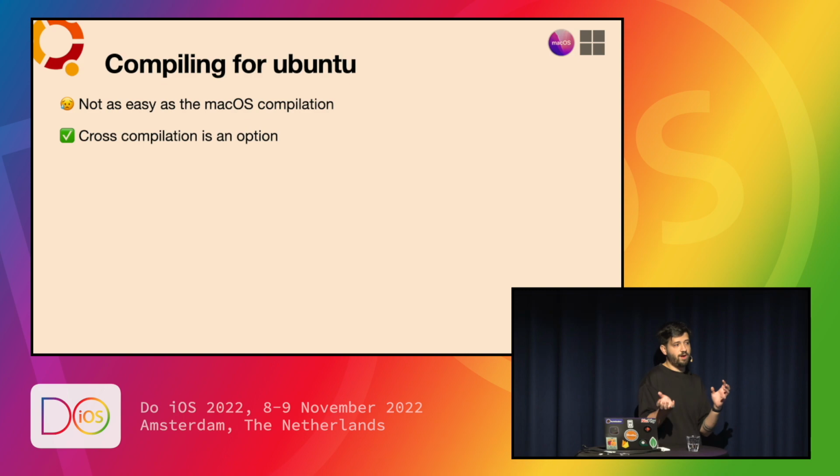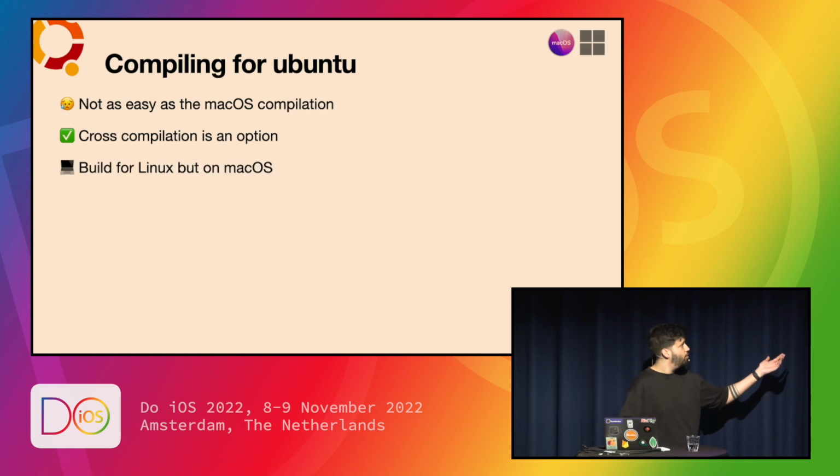So the easiest way to understand cross-compilation is that you've got two concepts. One is a host and one is a target. So the host is the computer or operating system where you're building, and the target is what you're building for. So you're building for Linux, for Ubuntu in this case, but you're building on macOS.